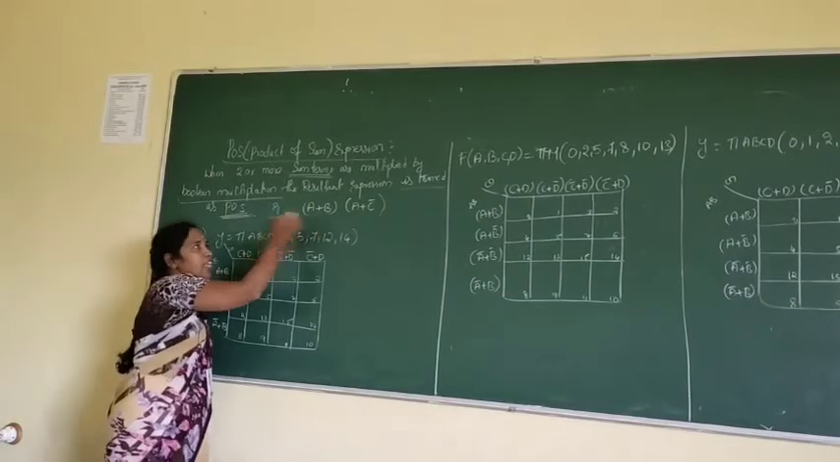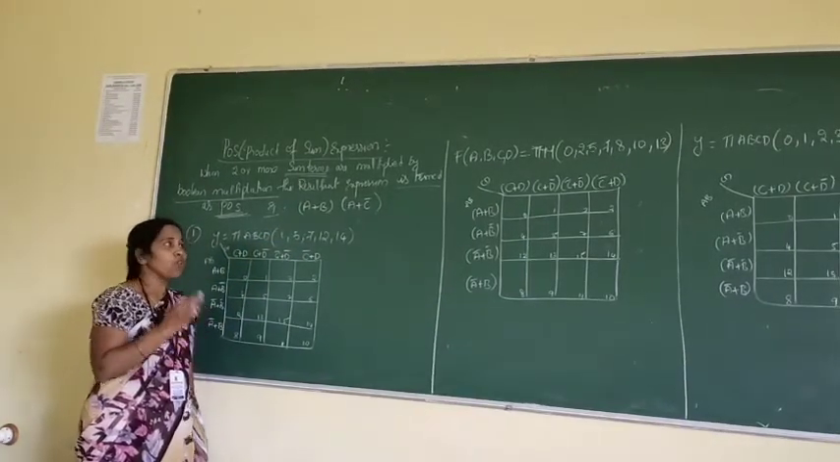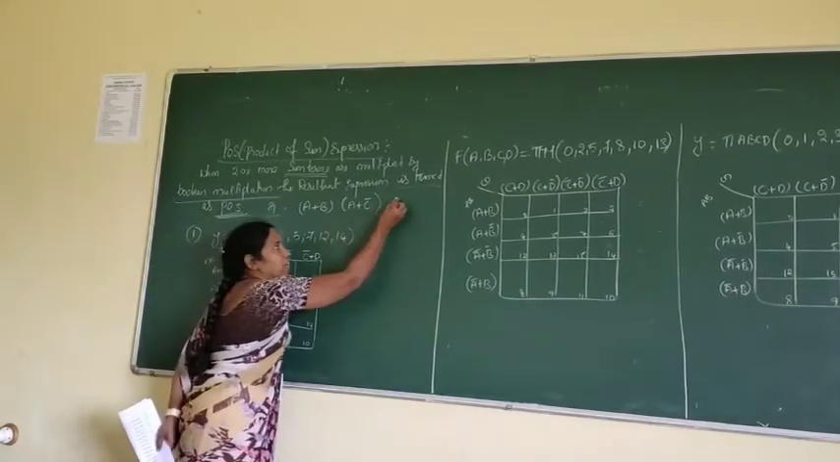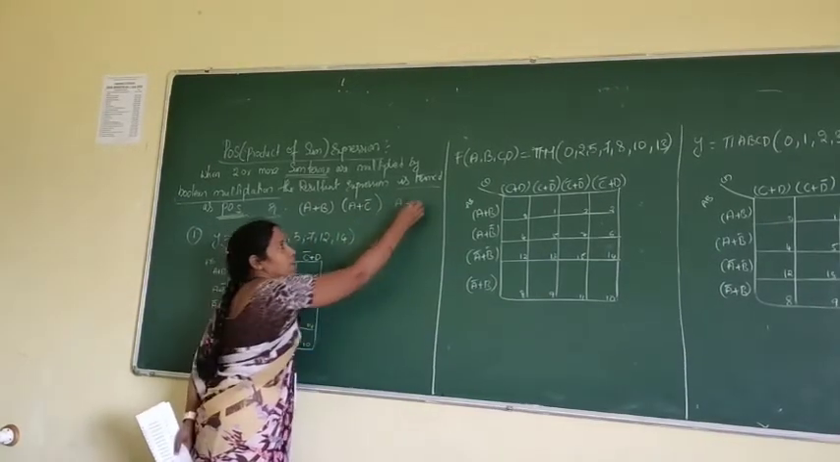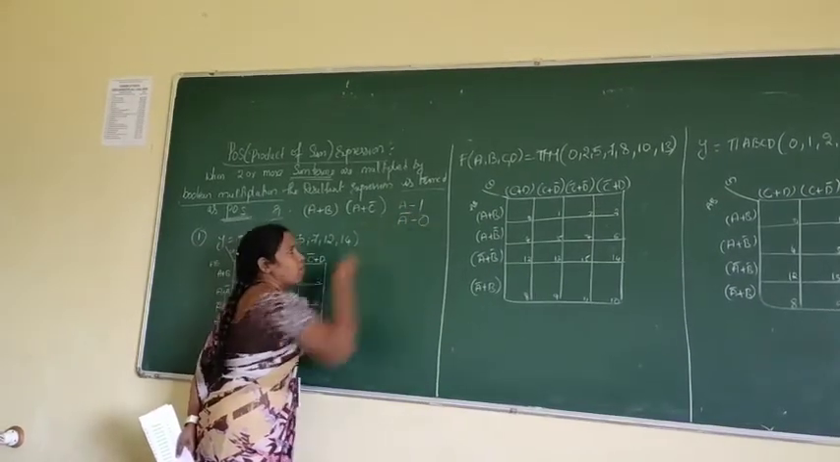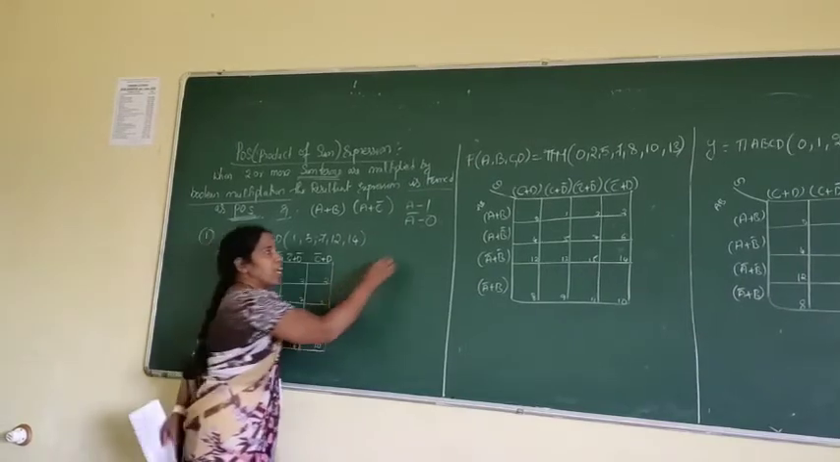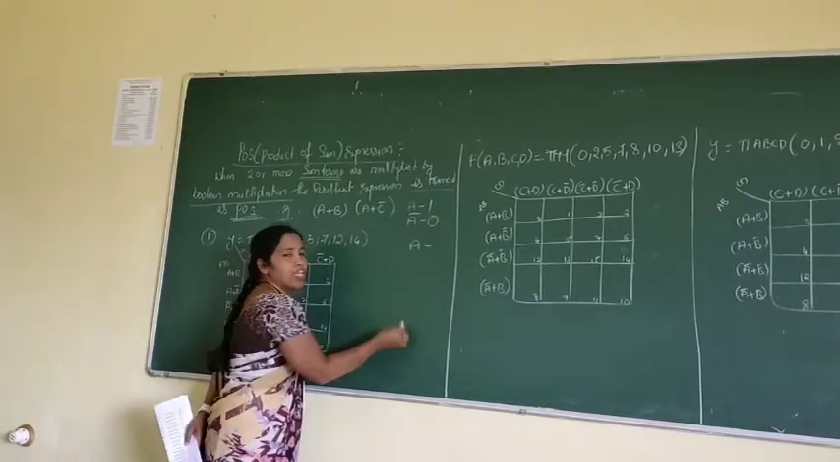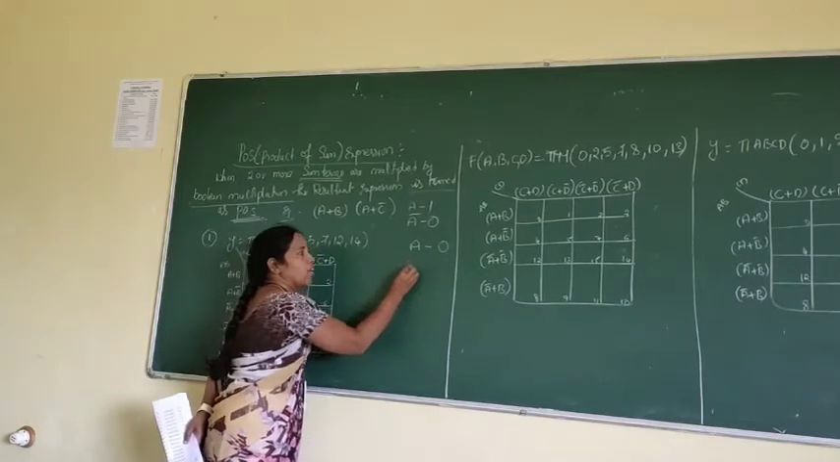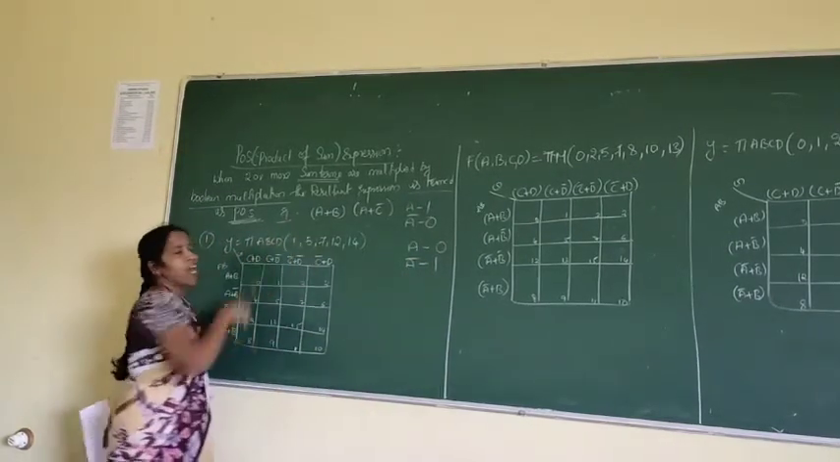Sum of product we have already done, where the uncomplemented variable is considered as 1 and the complemented variable is considered as 0. But in case of POS, it is reverse. The uncomplemented variable is considered as 0 and the complemented variable is considered as 1.